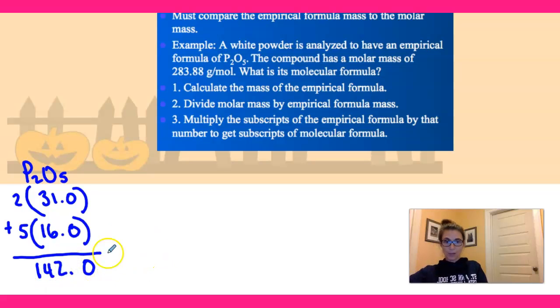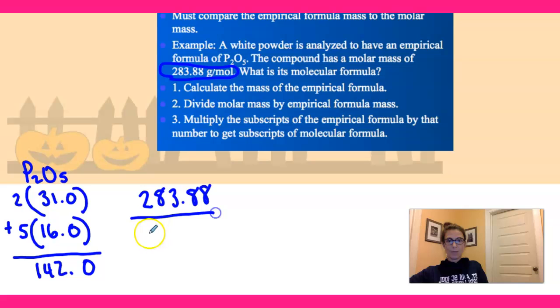Okay, so now in order to figure out what we're going to multiply our subscripts by, we take our molar mass that we're given, which is this number, and we're going to divide by the empirical formula mass. So take our 283.88. We're going to divide by 142. You get 2. Okay, so that number becomes the multiplier. So multiply subscripts by this number.